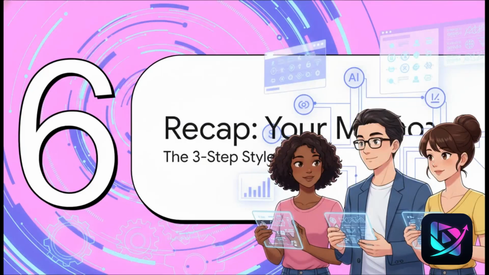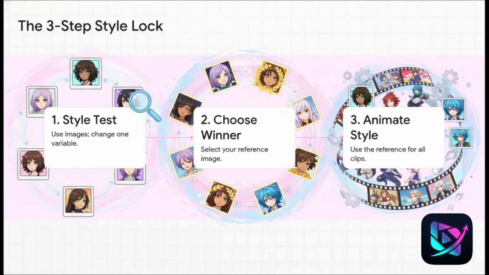Okay, let's do a super quick recap of the entire method, just so you can put it to work right away. Think of this as your new framework for getting predictable, professional results. It really is this simple. 1. Style test with images, and remember to change just one variable at a time. 2. Choose your winning reference based on those strategic questions. And 3. animate that style consistently using your chosen image as the reference.